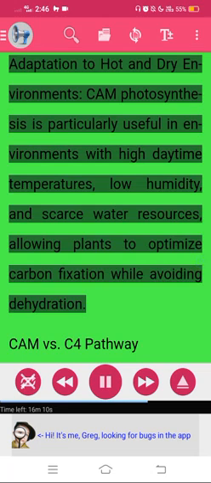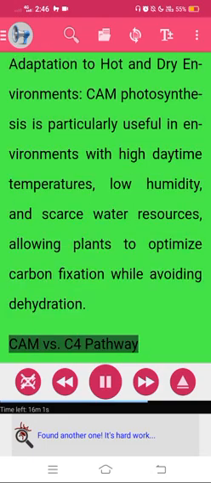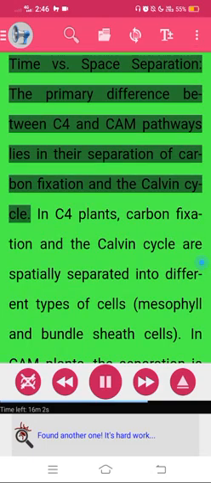Adaptation to hot and dry environments. CAM photosynthesis is particularly useful in environments with high daytime temperatures, low humidity, and scarce water resources, allowing plants to optimize carbon fixation while avoiding dehydration. CAM versus C4 pathway: time versus space separation.